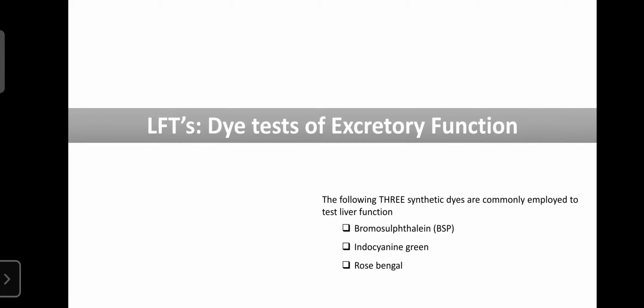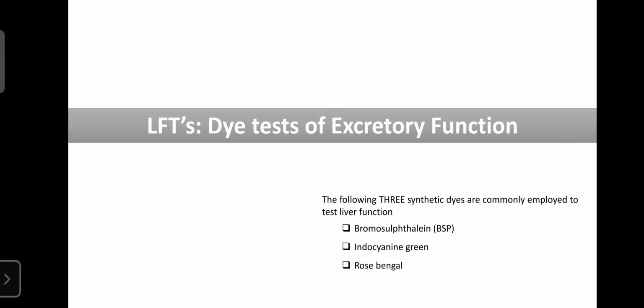There are mainly three synthetic dyes. Those dyes are bromosulfathalein, also known as BSP, indocyanine green, and rose bengal. So these are the three dyes. When these dyes are administered to human beings, their excretion rate is constant, minute to minute, so they are excreted constantly.